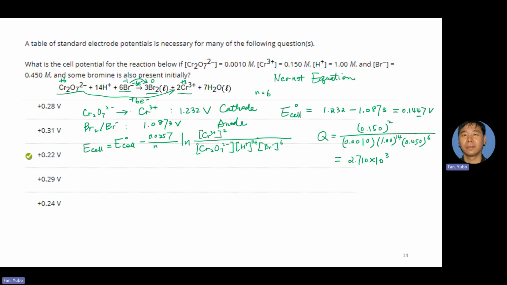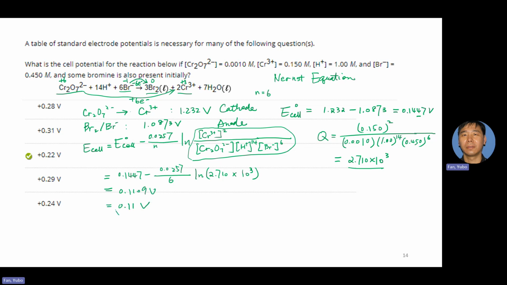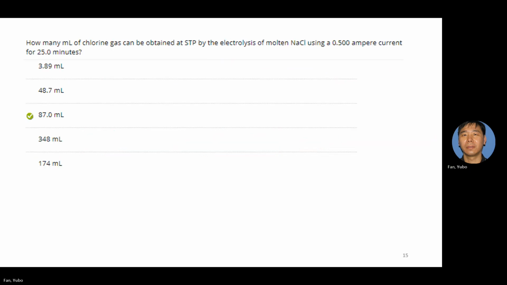We can only keep two significant figures, but we can keep more during the calculation. So we replace the value here with the value we got: 0.1447 minus 0.0257 divided by 6 electrons, times log of 2.710 times 10 to the third. After the calculation is done, we have 0.1109 volts. Keeping two significant figures, it is this one. The answer in the original question is wrong, but I replaced it with plus 0.11 volts. This is the correct answer. All right, next question.